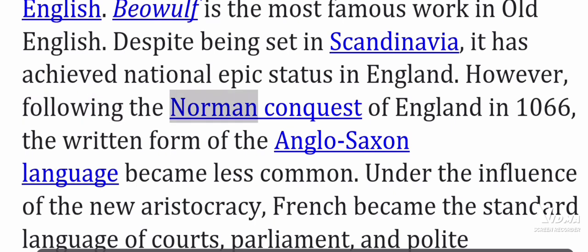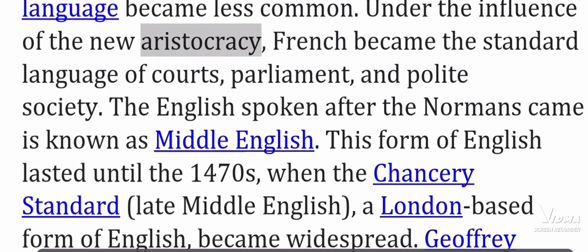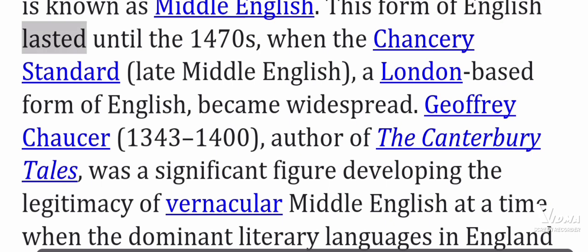However, following the Norman conquest of England in 1066, the written form of the Anglo-Saxon language became less common. Under the influence of the new aristocracy, French became the standard language of courts, parliament, and polite society. The English spoken after the Normans came is known as Middle English. This form of English lasted until the 1470s, when the Chancery Standard, Late Middle English, a London-based form of English, became widespread.